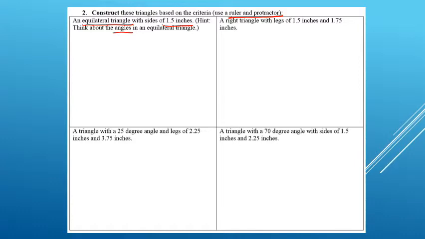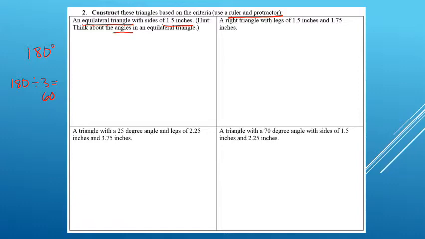So again, you know that the angles in a triangle add up to 180 degrees. And so if you imagine an equilateral triangle is 3 equal sides, and it also has 3 equal angles, you might have noticed, I can figure out that 180 divided by 3 would give me 60. So each of those angles inside of an equilateral triangle is 60 degrees.